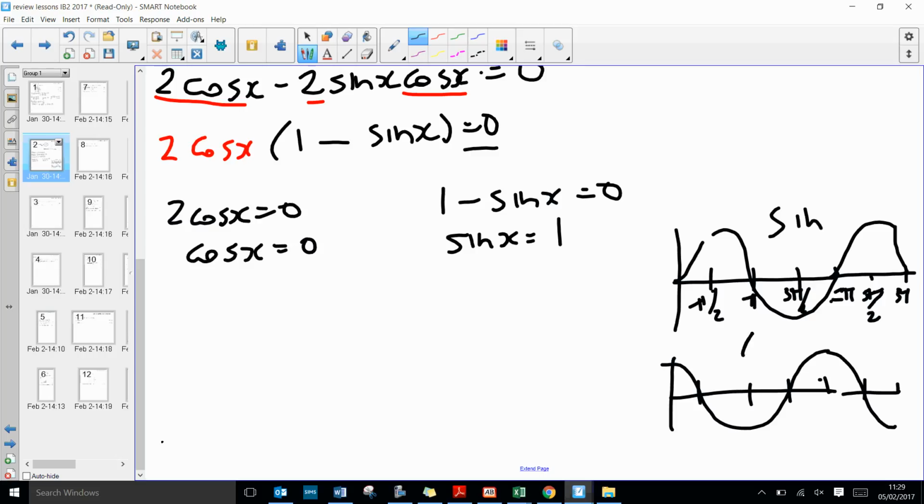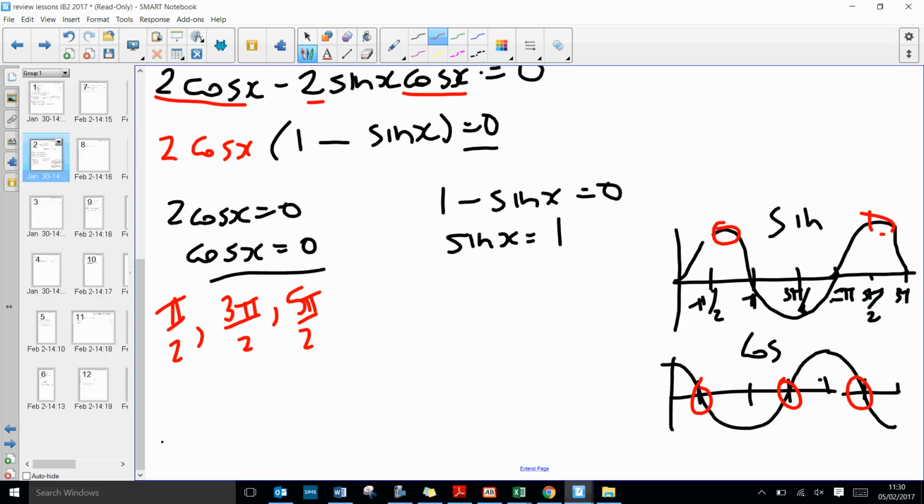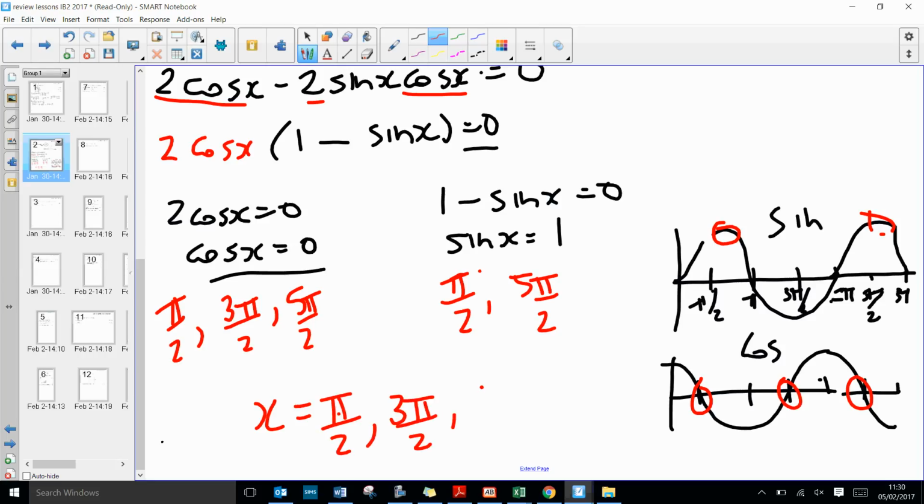We're trying to find what cos x is equal to 0, so that is here, here, and here. So they are pi over 2, 3 pi over 2 and 5 pi over 2. And where is sine x equal to 1? So that's here and here. So that's pi over 2 and 5 pi over 2. Obviously we don't need to repeat these values. So our final answer is x equals pi over 2, 3 pi over 2 and 5 pi over 2.